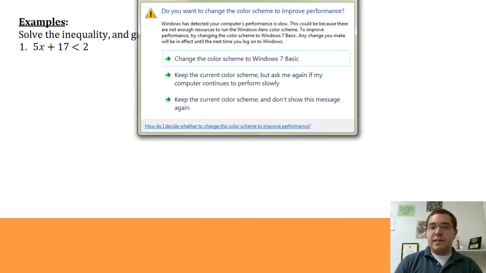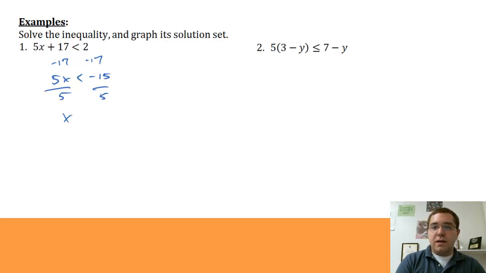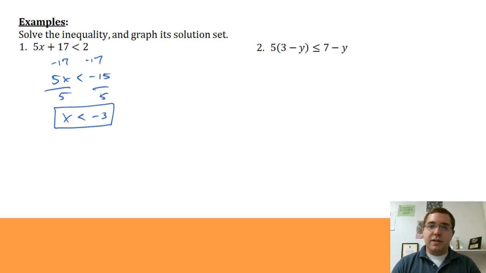So number 1, 5x plus 17 is less than 2. We want to get x by itself, as we want to do any time we're solving something for x. So we move the 17 to the other side by subtracting 17 from both sides of the inequality. The addition property says that I can do that. So I get 5x is less than negative 15. I divide both sides by 5, and x is less than negative 3. I divided by a positive number, so I did not have to switch the sign. I can write my solution just like that. x is less than negative 3.